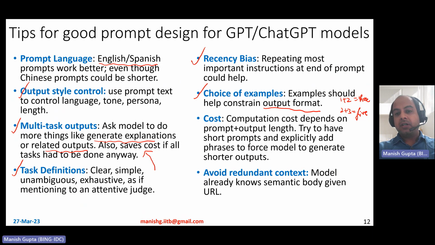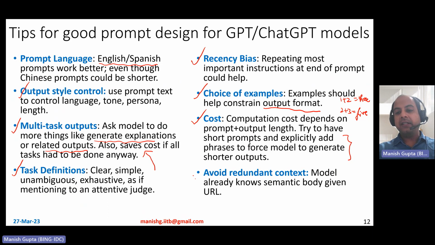Cost. With OpenAI and in general, if you are using these models on your own machines, the computation cost increases with the length of the input plus output. And therefore, it is a good idea to have shorter prompts. Now, of course, on one hand, we want prompts to have a lot of context in them. On the other hand, we want shorter prompts. There is a good trade-off, and one has to explore that trade-off for their particular downstream task. It's good to have short prompts, and it's also good to explicitly add phrases to force the model to generate shorter outputs, because the longer the outputs it generates, the more compute power it uses.